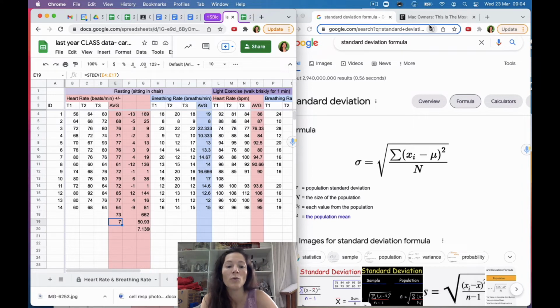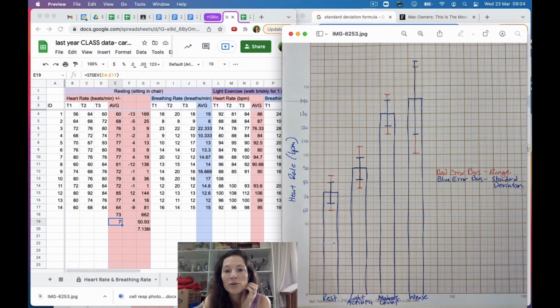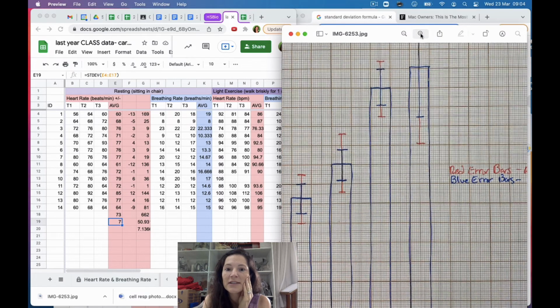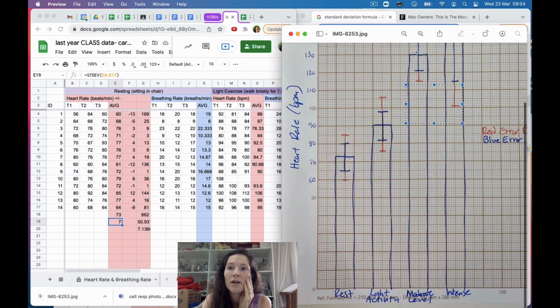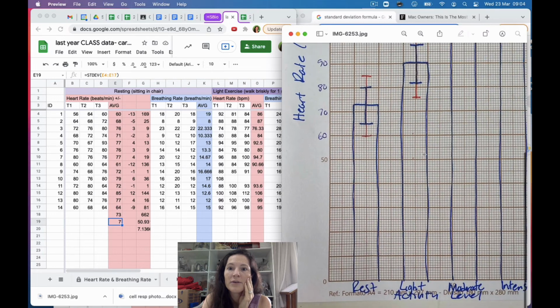So when you're going to plot this, here's what my graph looks like. So for rest, and hopefully you guys can see this. So a little bit closer. You can see my blue error bars. The average is 73, and then the value of the error bar is the standard deviation. And there's this representation, I think it's like 68% of your values are contained within one standard deviation above the mean and one standard deviation below the mean.